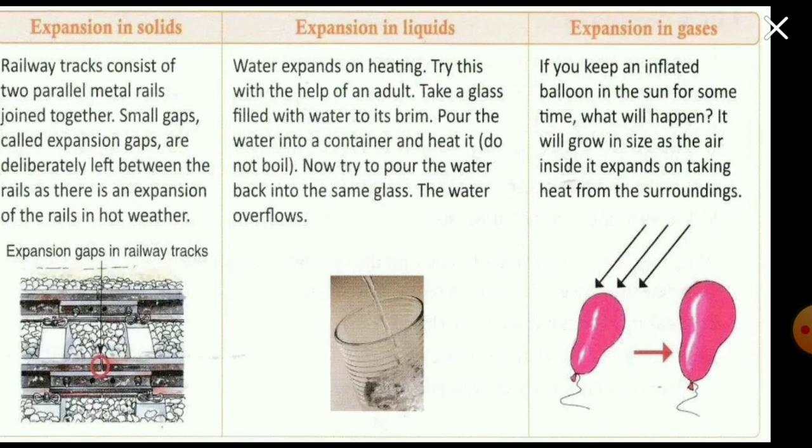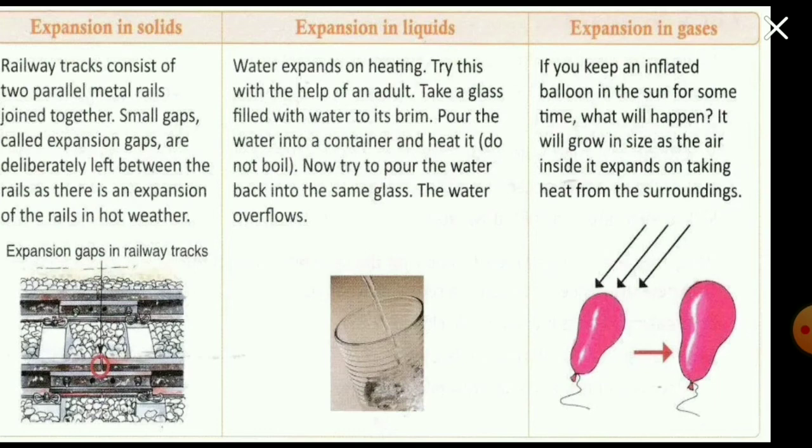Expansion in liquids. Water expands on heating. Try this with the help of an adult. Take a glass filled with water to its brim. Pour the water into a container and heat it. Do not boil. Now try to pour the water back into the same glass. The water overflows. This is an example of expansion in liquids.